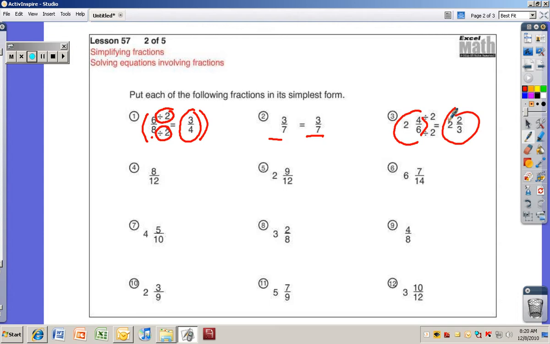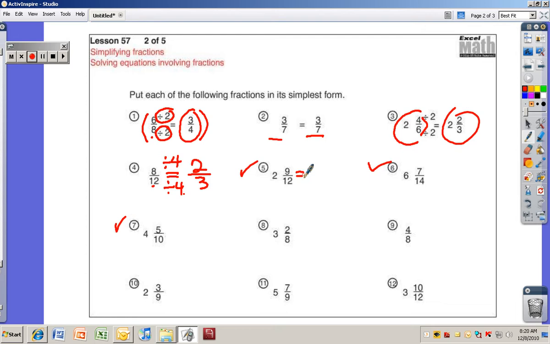All right, number 4, 8/12. So let's try this one together. You divide 8 and 12 by the greatest common factor. What's the largest number you can divide both of those by? If you think about it a little bit, you might realize that it's 4. So you can divide 8 and 12 by 4. 8 divided by 4 is 2. 12 divided by 4 is 3. So 8/12 is equal to 2/3. Okay, why don't you pause the video and see if you can solve 5, 6, and 7, and then turn the video back on. I'll show you those answers.